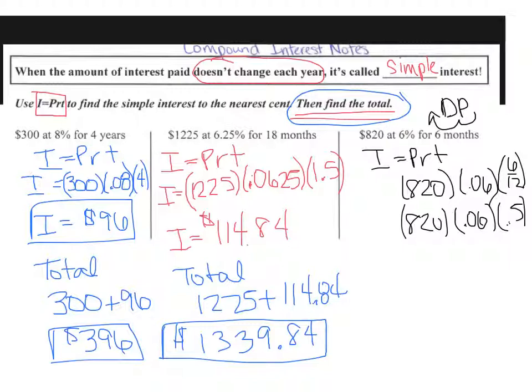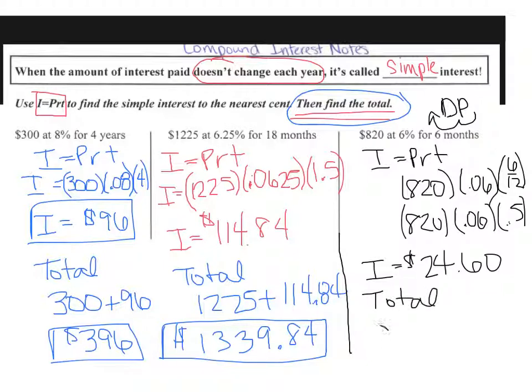So we're going to multiply 820 times 0.06 times 0.5, and that gives us a total of $24.60 for our interest. So on this investment or loan, our interest is $24.60. When we look at our total, we add the initial investment or the initial loan to our interest. So we're going to add 820 plus 24.60, which gives us a total of $844.60.